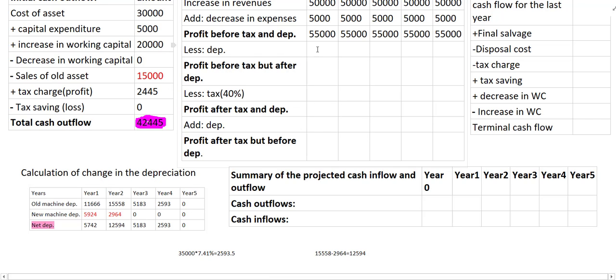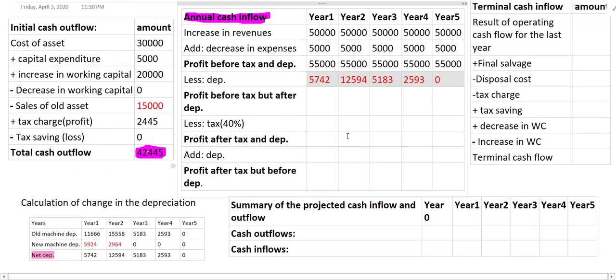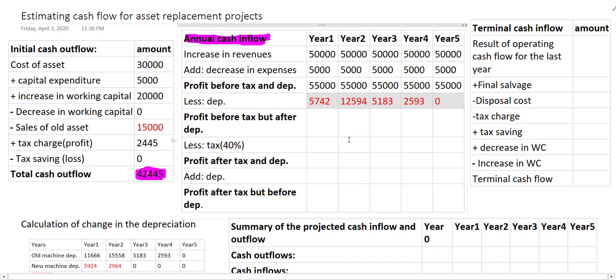How much is the net depreciation here? The net amount is 57.42 for this year. For the next year, 12,594. And for the next year, 51.83. And for the last year, 25.93, right? And for the last year, there is no amount of depreciation, as we have to subtract it. So we have to take it in red color.